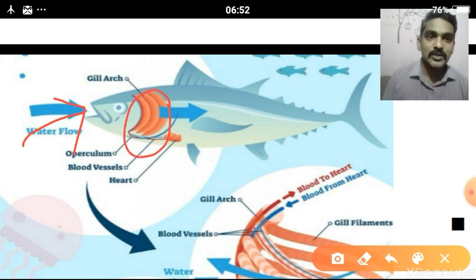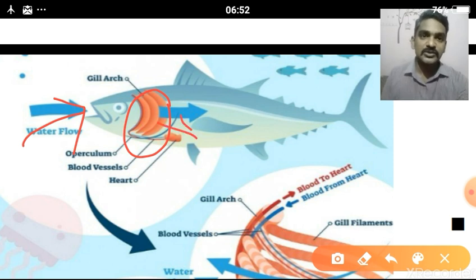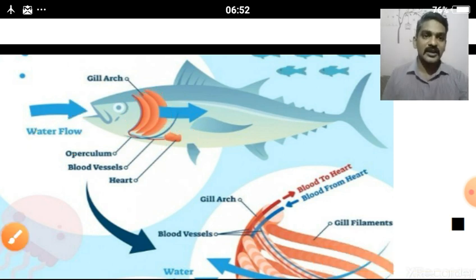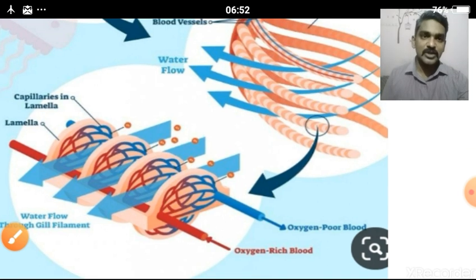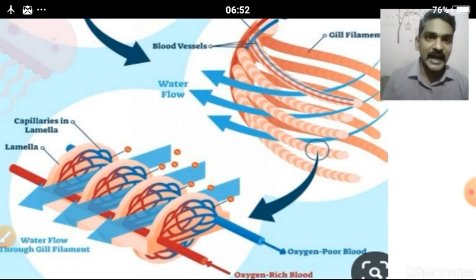So the gills will be supplied with an enormous amount of blood capillaries. Through these capillaries, the dissolved oxygen will be absorbed, and it will be transported through the blood to all parts of the body, and the water will be coming outside through the gill opening. So here you can see the inlet and outlet of water will be taking place through the mouth, and the gills will be supplied with, you can clearly see, an enormous amount of blood capillaries.